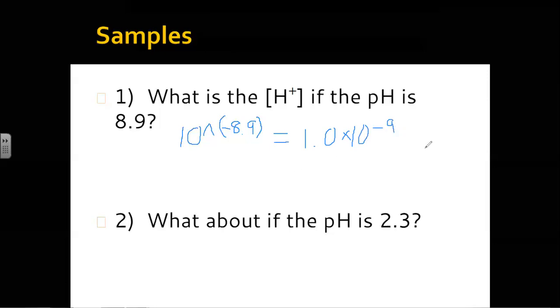And that is our pH. And that's just a simple calculator function.